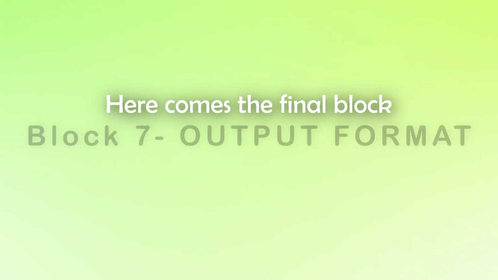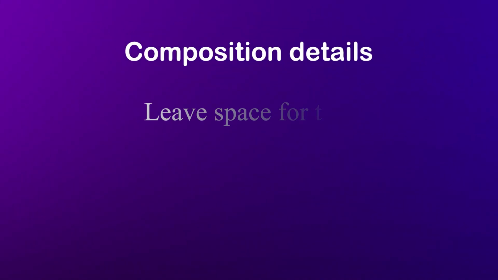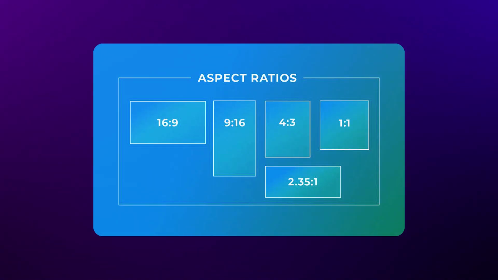And here comes the final block, output format. You give the final specs of your prompt. The composition details such as leave space for text, center subject, rule of thirds, and you might use one of these aspect ratios in general. Alright, I have explained all the 7 blocks.